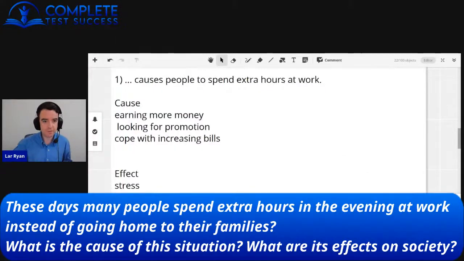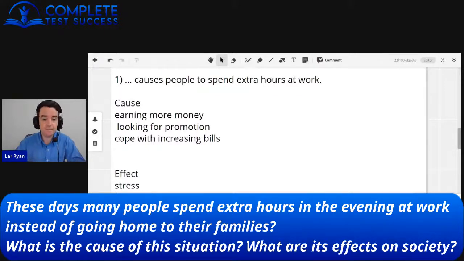So we have the first one, earning more money. So they're staying at work late because they want to earn more money. The reason that they're staying there is the extra money. That's what's causing them to stay late. That makes sense. Looking for a promotion, again, that makes sense. They want to do better than their colleagues. They want to outperform their colleagues. They want their boss to notice them. That's why they're working late. They want that promotion and to get ahead of their colleagues and anybody else that might apply for the job.